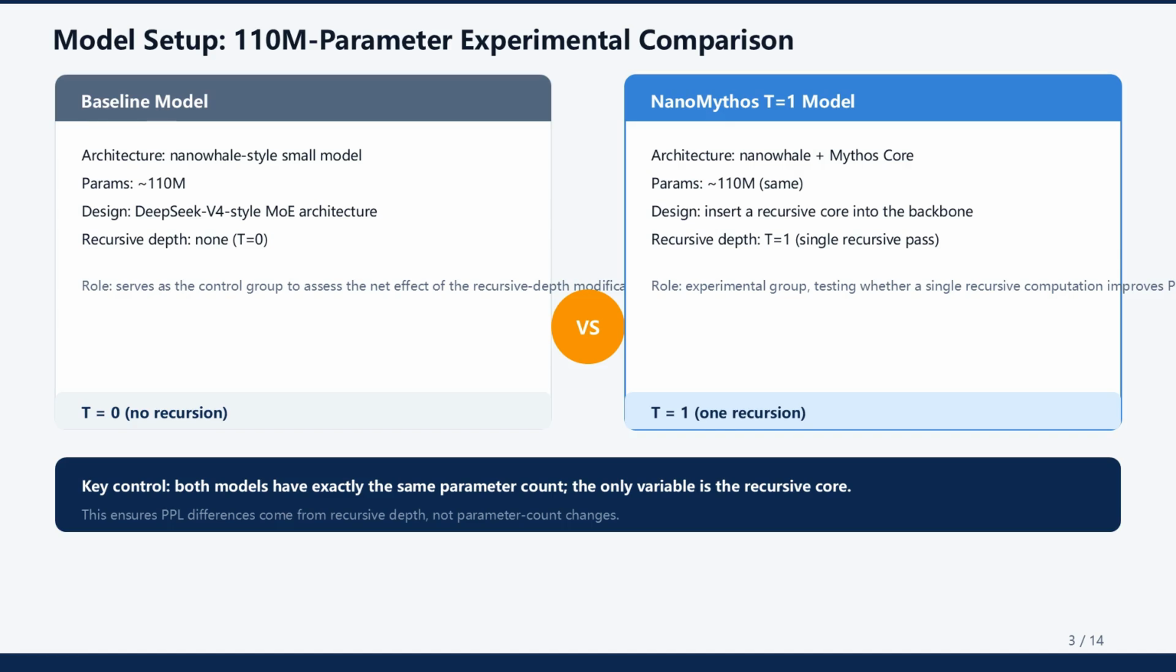Model setup comparison. Both the baseline and the NanoMythos T equals 1 model have 110M parameters; the only variable is the recursive core. The baseline is a NanoWhale-style small model with no recursive depth. T equals 1 inserts one recursive path into the same backbone.